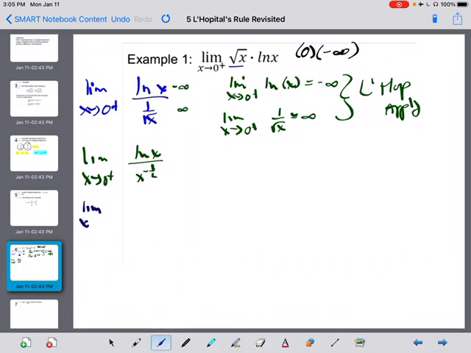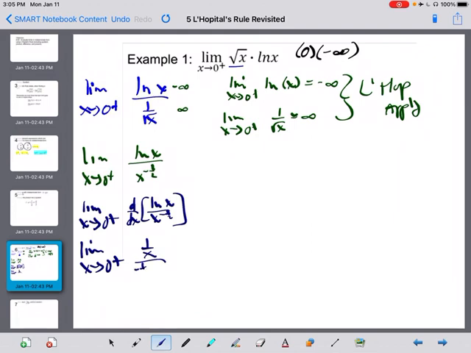The limit as x approaches 0 from the right of d/dx of the natural log of x over d/dx of x to the negative 1/2. Okay, we know the limit as x approaches 0 from the right. The derivative is 1 over x divided by negative 1/2 x to the negative 3/2. So I am going to rewrite this for a little bit of convenience. The limit as x approaches 0 from the right of negative 2x to the negative first over x to the negative 3/2.